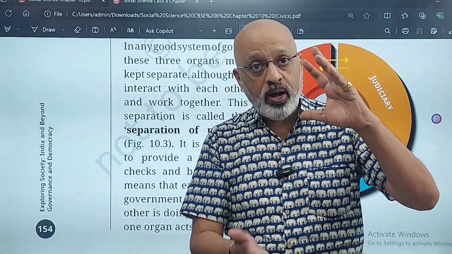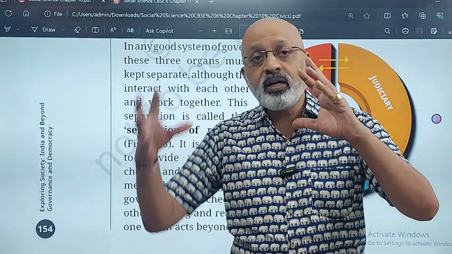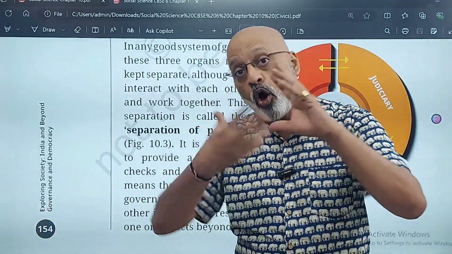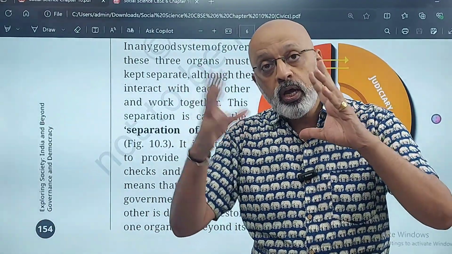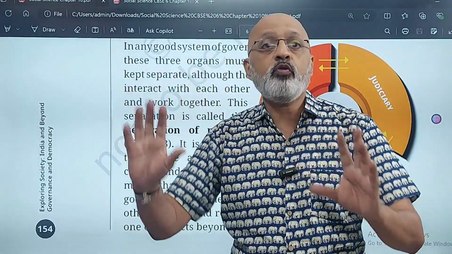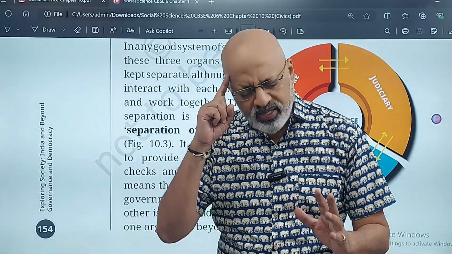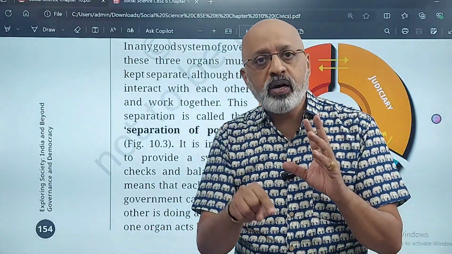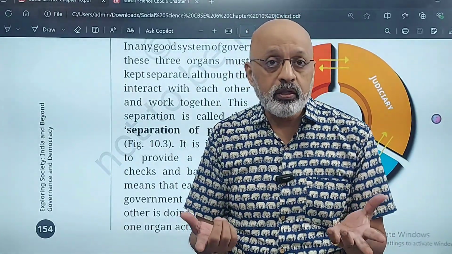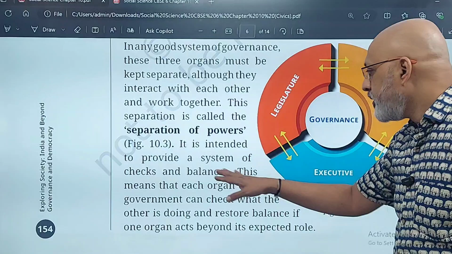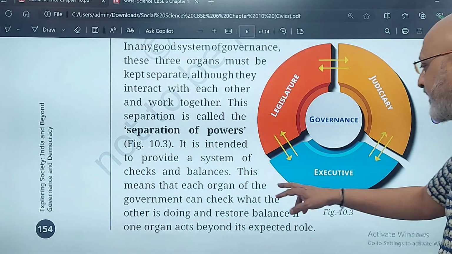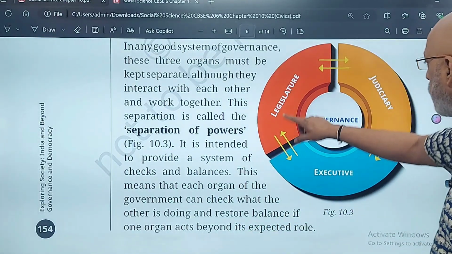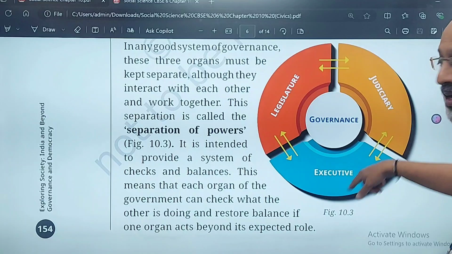ऐसा भी कई केसेस में हुआ है. It can strike it down and then the government will have to either take it back or make changes in that law in order to ensure that कि वो ठीक है. अगर गवर्नमेंट को लगे कि ये सही कानून बना है and they present it again in parliament and pass it, then it will remain the law, right? This means that each organ of the government can check what the other is doing. So इन तीनों के बीच में checks and balances है.